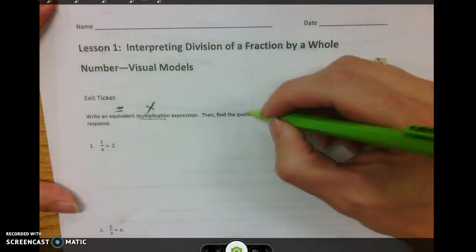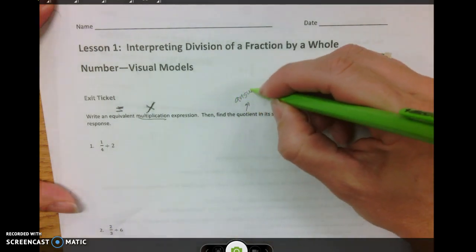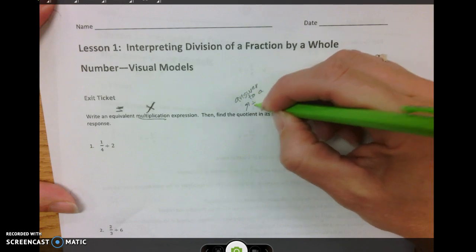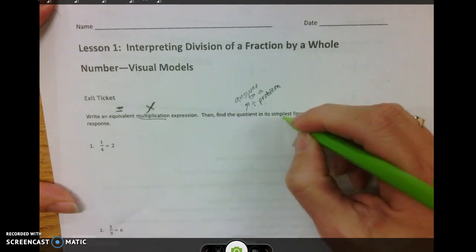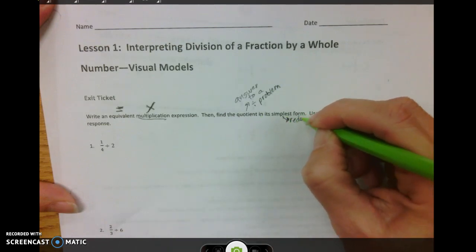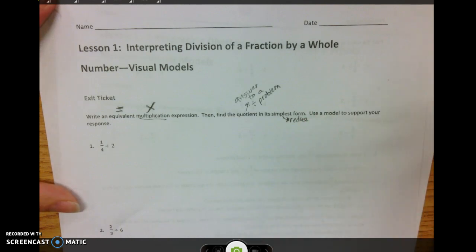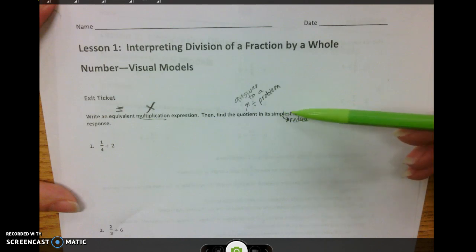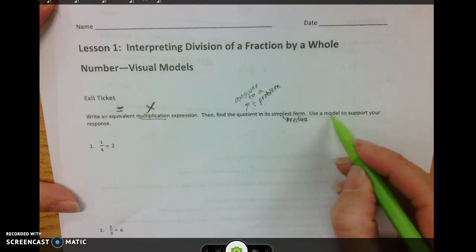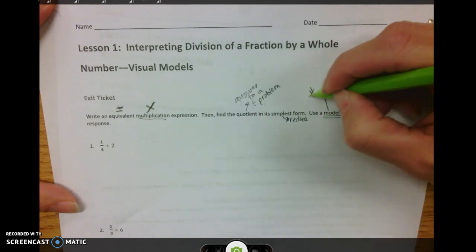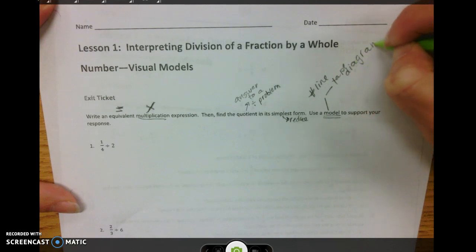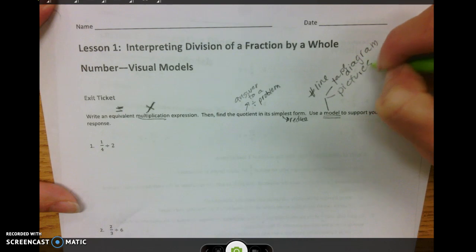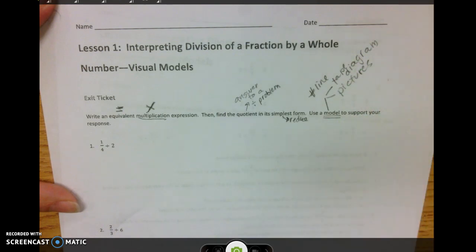Then find the quotient, which means the answer to a division problem in its simplest form. So I need to reduce. That's important because sometimes they will ask, we can leave it unreduced, and sometimes they want it in simplest form. So in this case, if we're paying attention to details, they want us to put it in simplest form. We also need to use a model. That can be a number line, that can be a tape diagram. Sometimes if we have word problems, that can just be pictures. Lots of ways to do models to support your response.